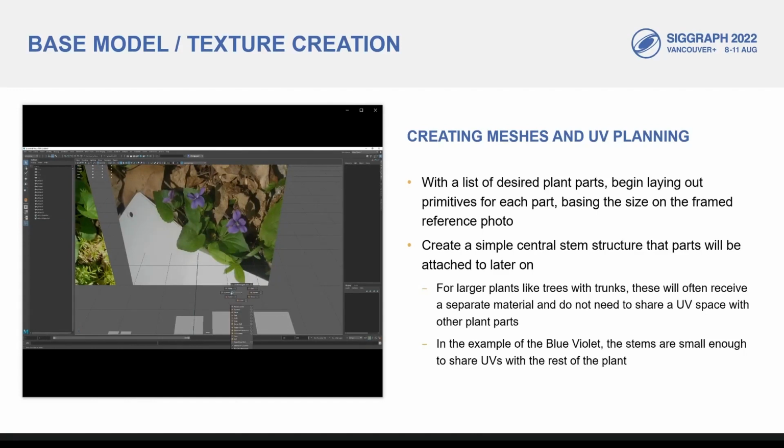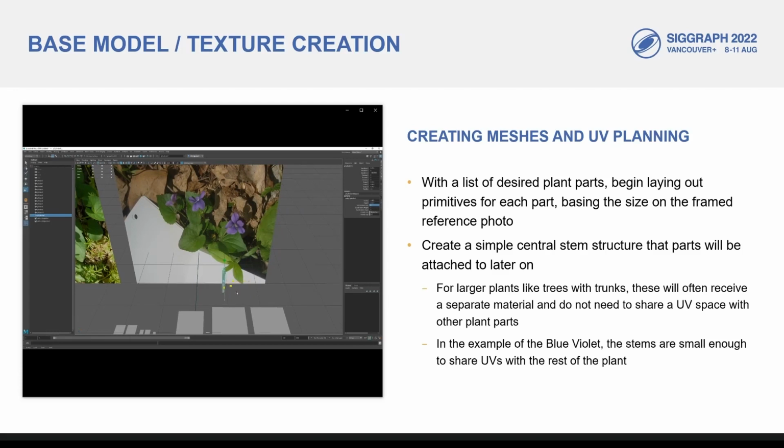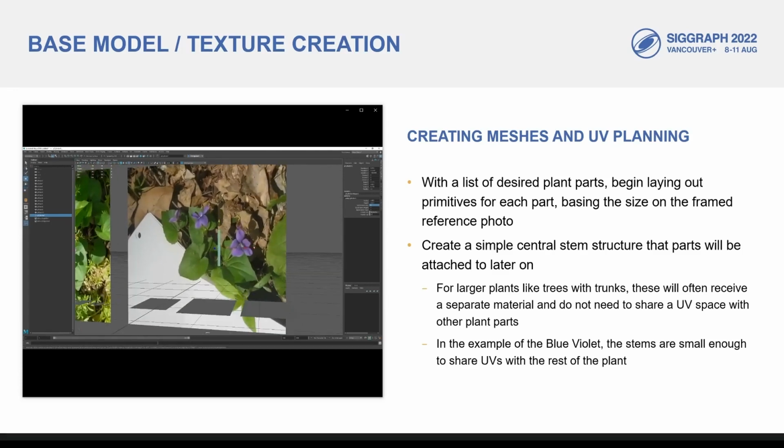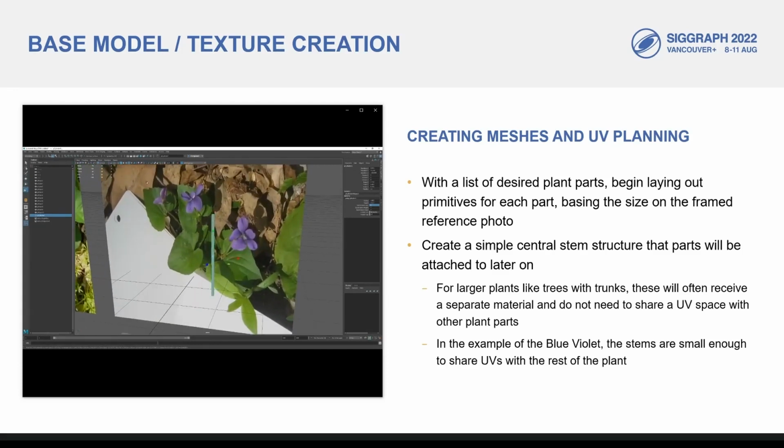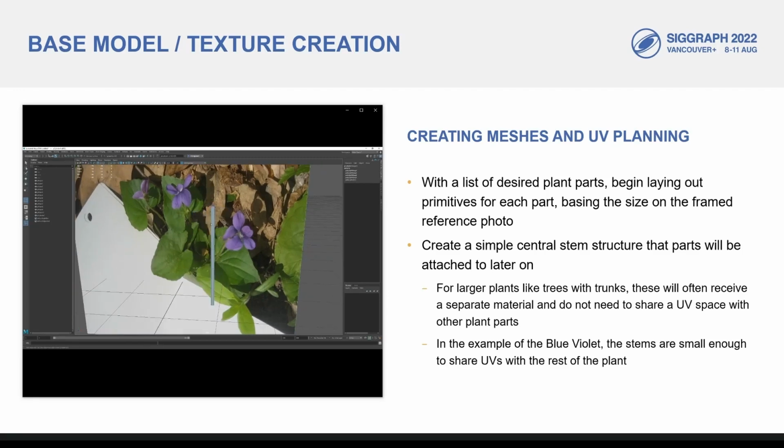So the next thing we would do would be, in this case, to create our stem structure from the middle. And we do this in a really simple way. We just start with a cylinder primitive, bring the polys down a bit, and we just build it out. For larger plants like trees with trunks, they'll often receive their own separate material, like a repeatable bark texture, and they wouldn't need to share a UV space with the other plant parts. In the example of our blue violet here, the stems are small enough that we can just contain them within the same UV space as the rest of the parts, and then we just have one simple material for the whole plant.